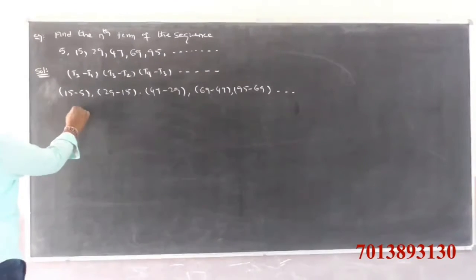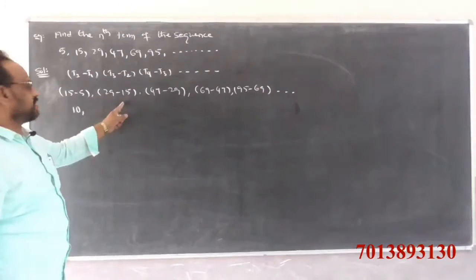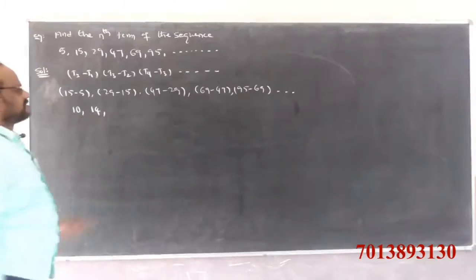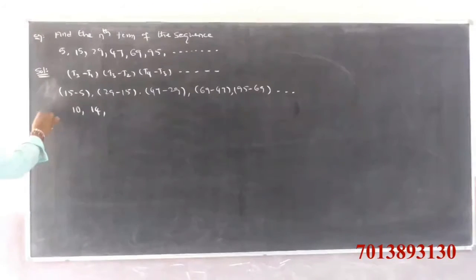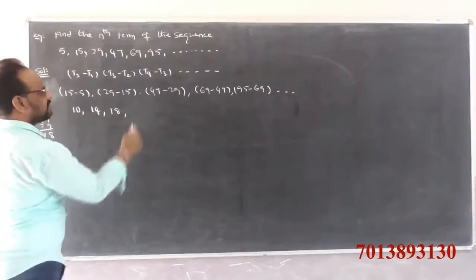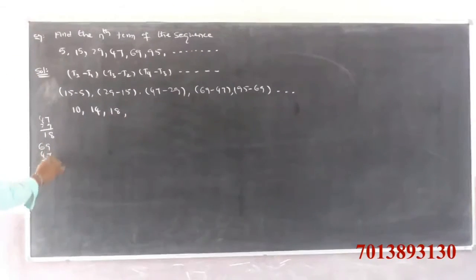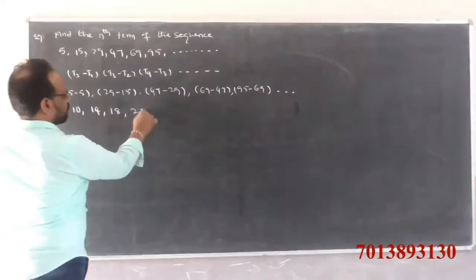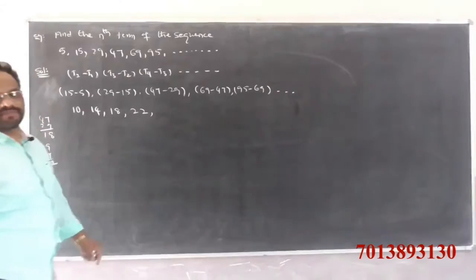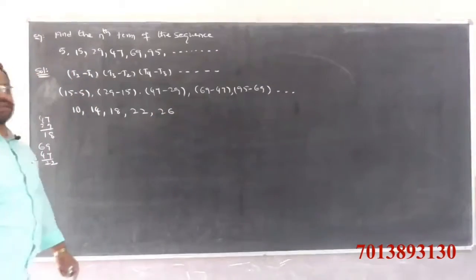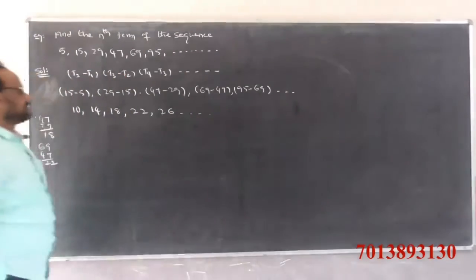So 15 minus 5, we get 10 only. 29 minus 15, clearly it is 14. 47 minus 29 is 18. 69 minus 47 is 22. Next, 95 minus 69, we get 26, and so on. Observe here.